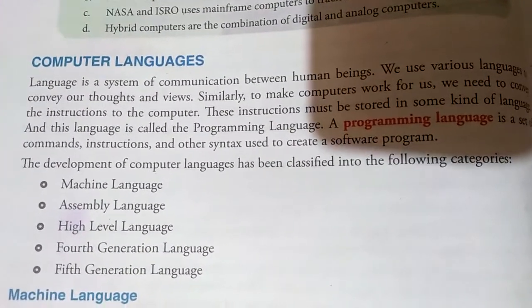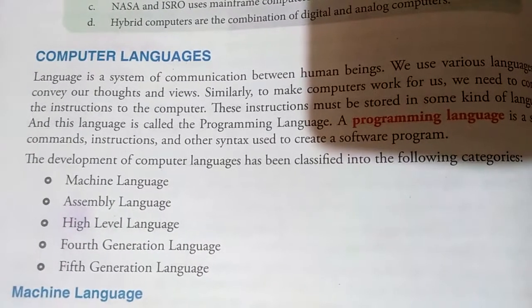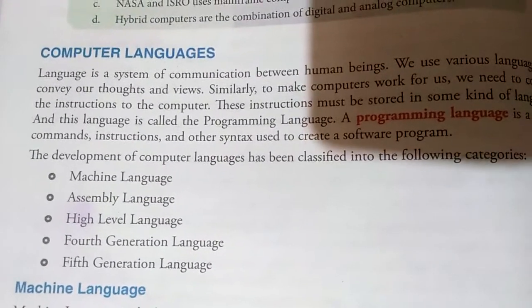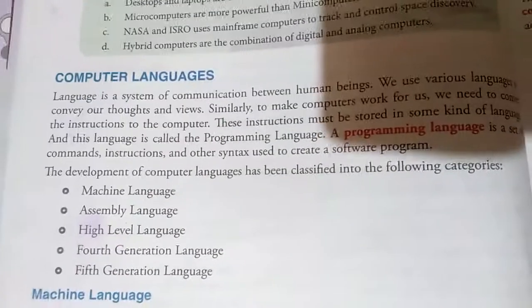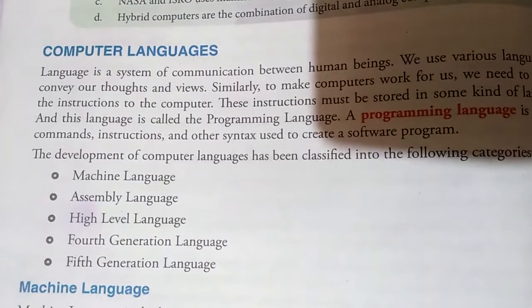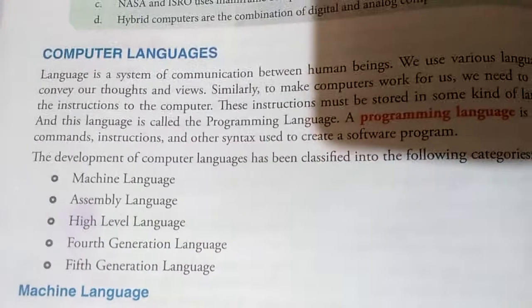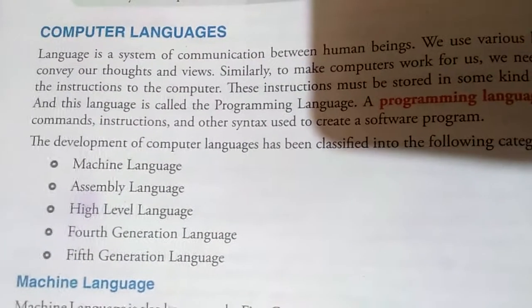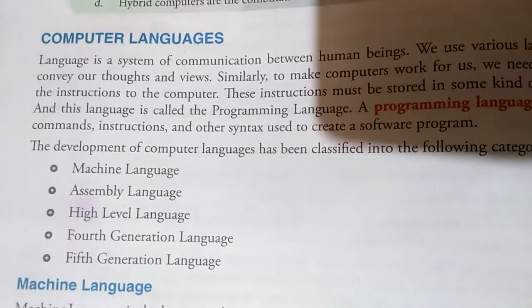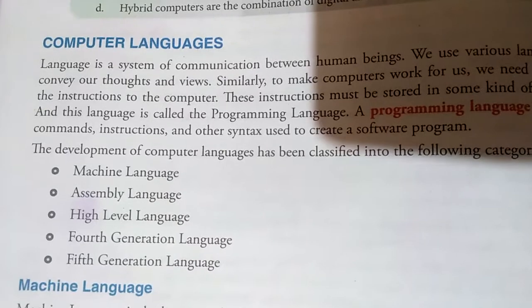Now, we are in the first chapter, computer system. So, the next topic is computer languages. All of you know that computers have five types of languages: machine language, assembly language, high level language, fourth generation language, and fifth generation language. So there are five types of languages in your course.